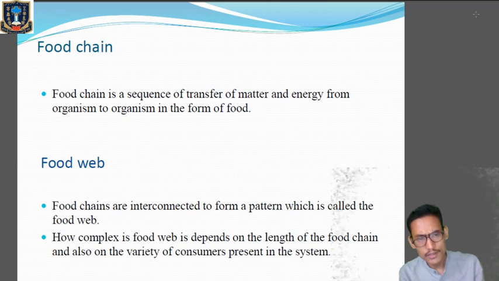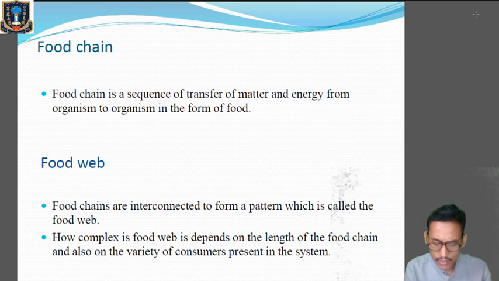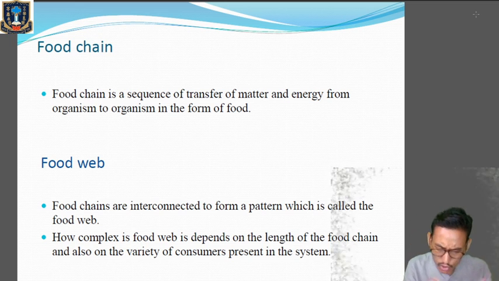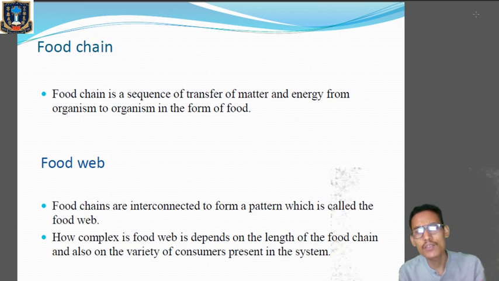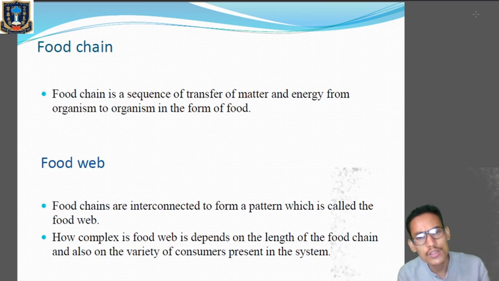So here you can see that one organism is being eaten by another organism in an ecosystem. So a food chain is a sequence of transfer of matter and energy from organism to organism in the form of food in our ecosystem.